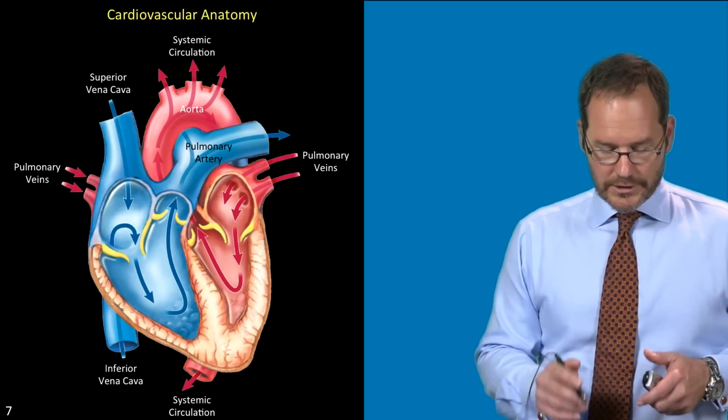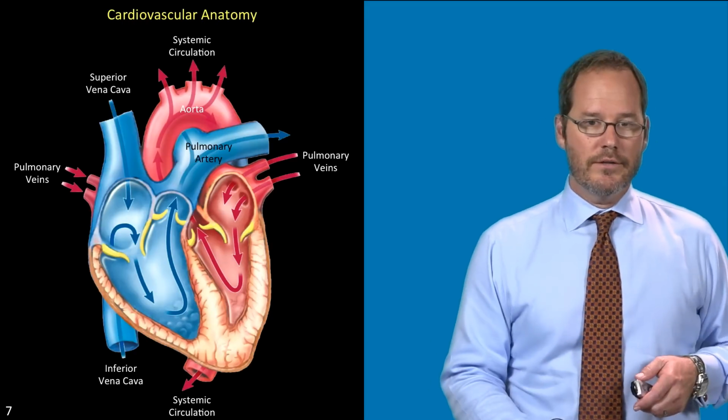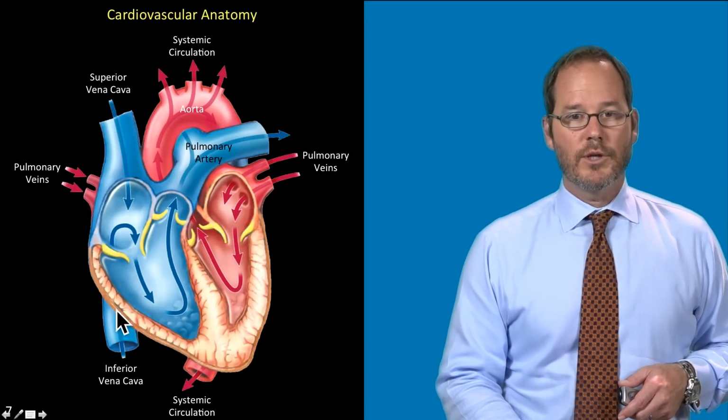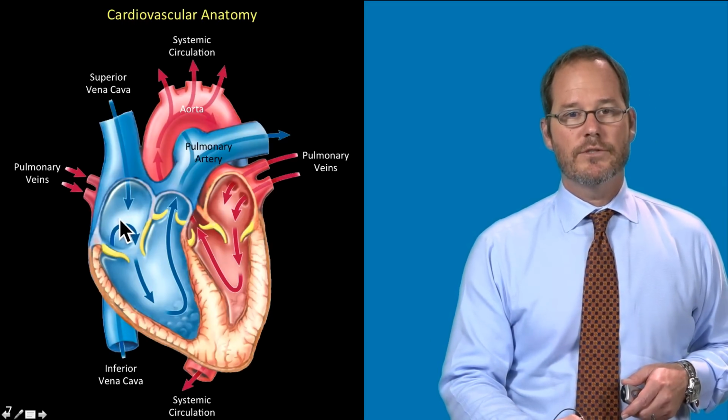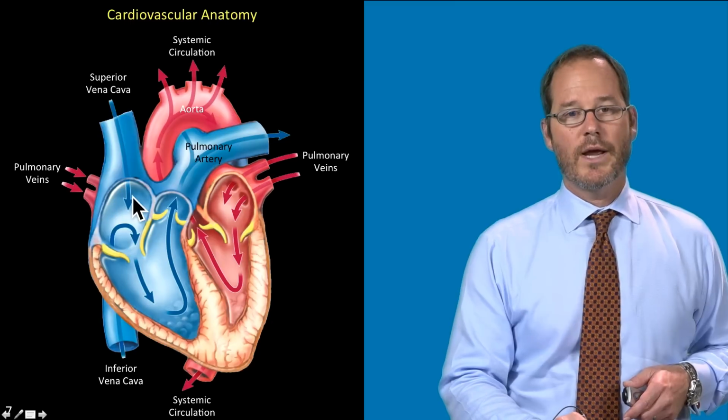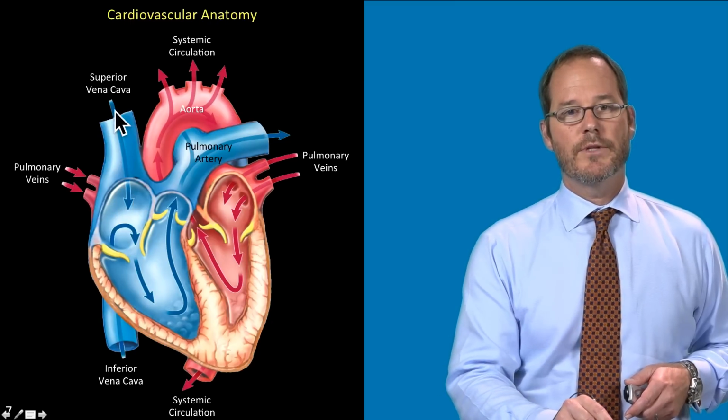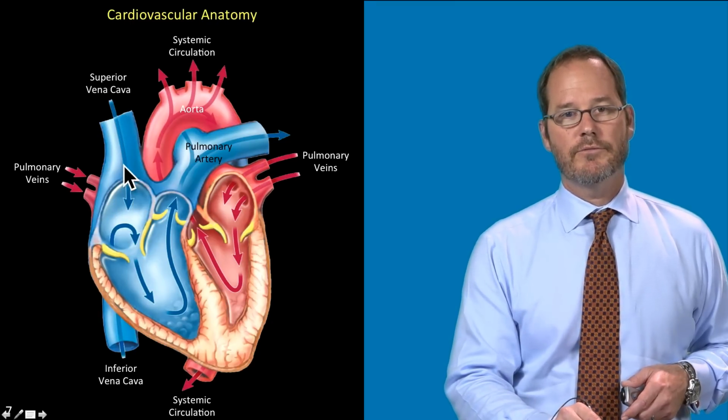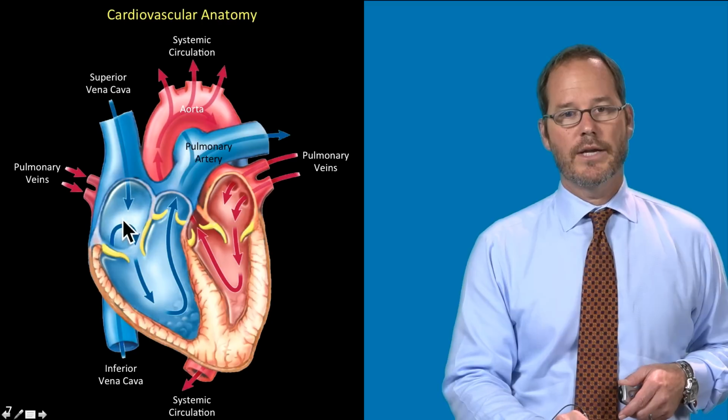So looking at this in a little more detail, now you can see the inferior vena cava with blood flowing from the lower extremities up into the right atrium, and then also from the upper body, blood flowing from the superior vena cava down into the right atrium.